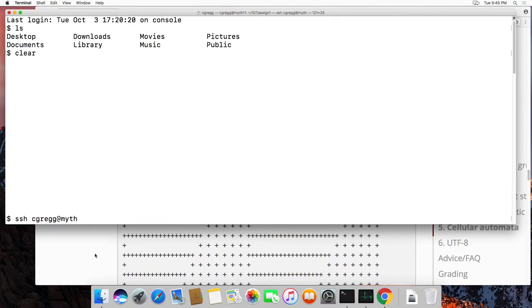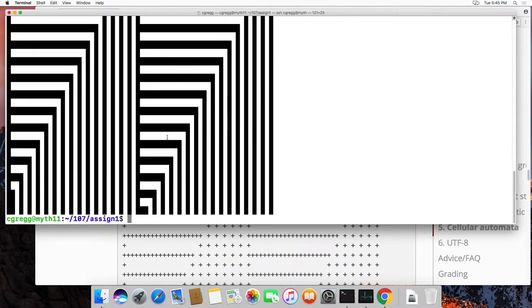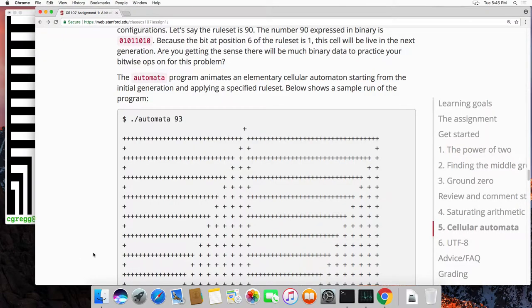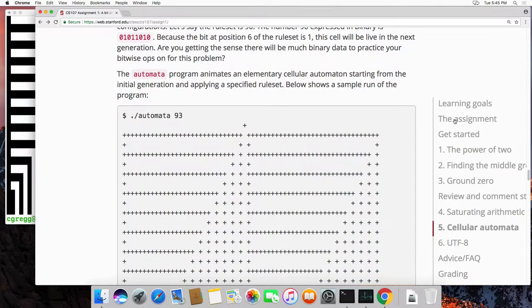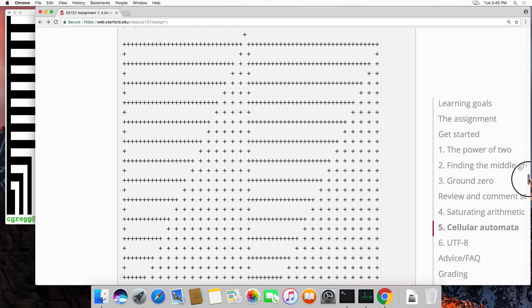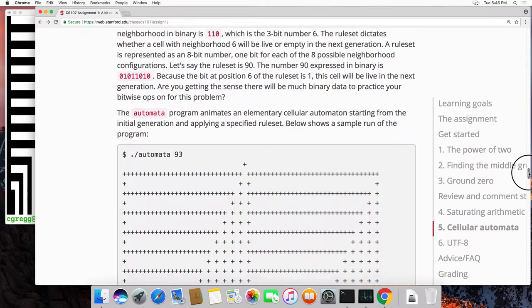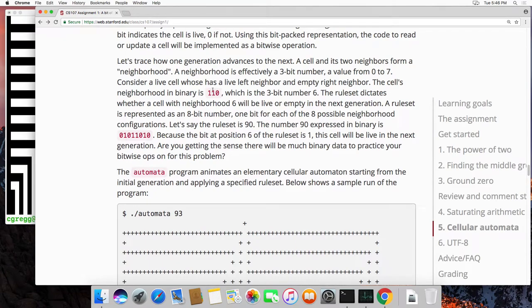Okay, so it's not too bad. Again, not too much code for this one. You just have to spend the time to understand what's happening generation to generation. And it's just based on the neighborhood, and then the neighborhood represented in the actual rule set. Okay, so not too bad.